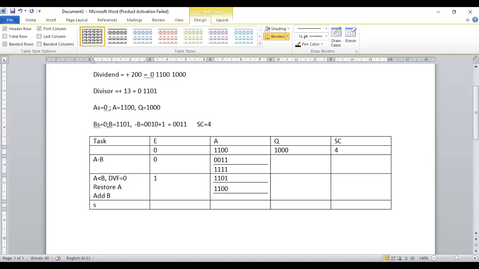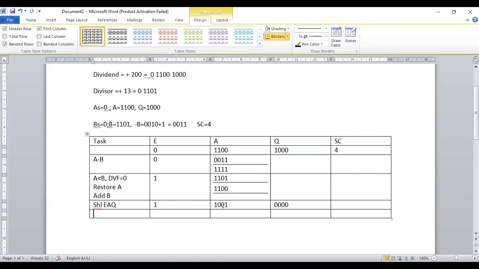So we will shift left. What do we shift left? E, A, Q will shift left. E will be lost. The most significant bit is available here: 11001, and Q is now 0000. Now Qn, the new least significant bit, represents the quotient part. The first quotient bit, we are assuming it as 0.